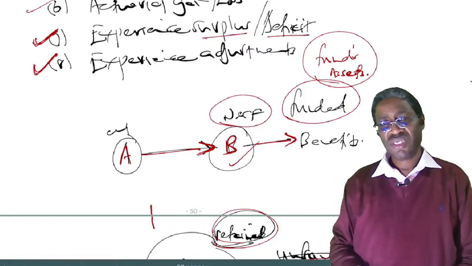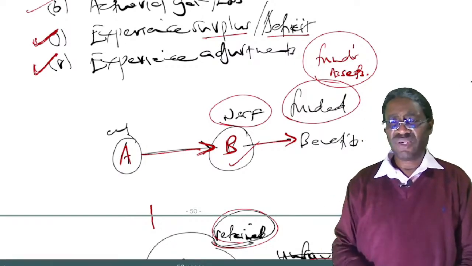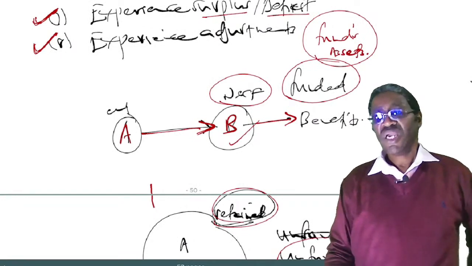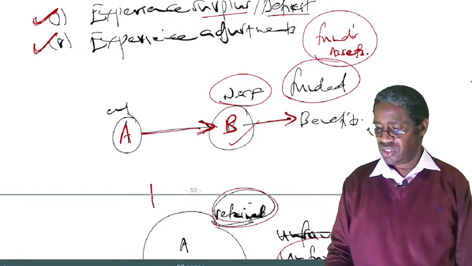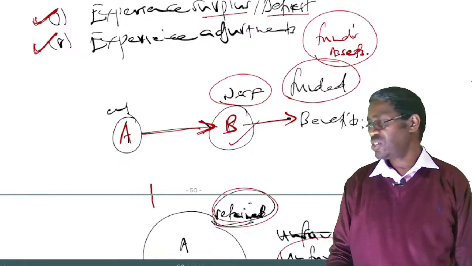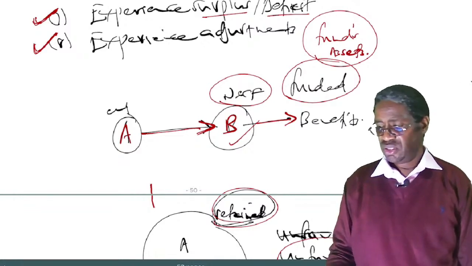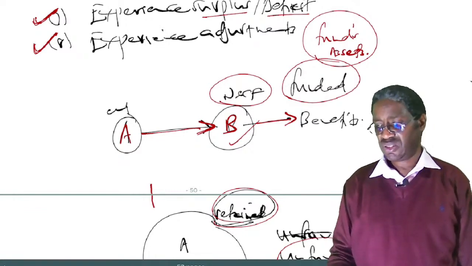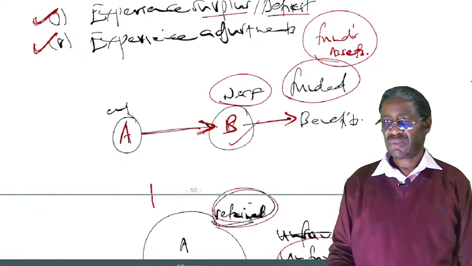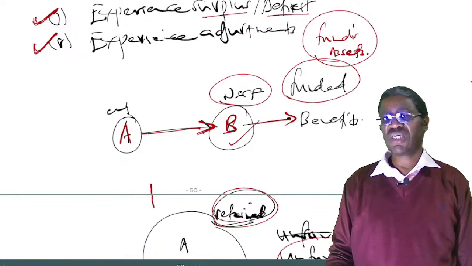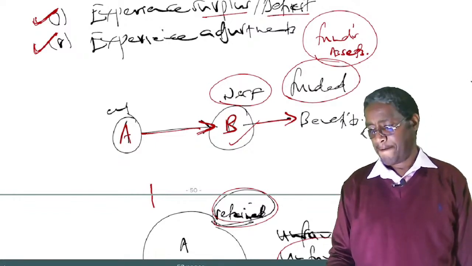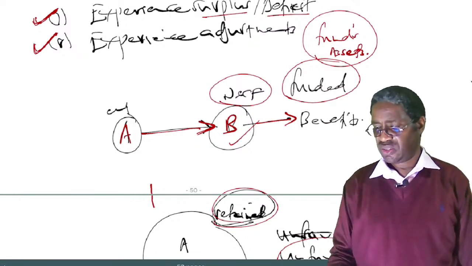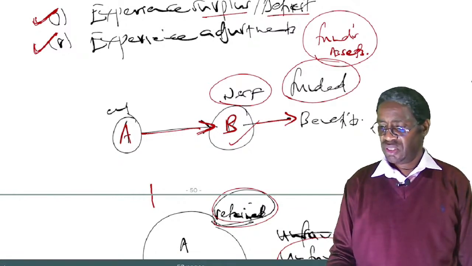Good. So that's all for number 7. We go to the last one, number 8. Experience adjustments. Then you say this.